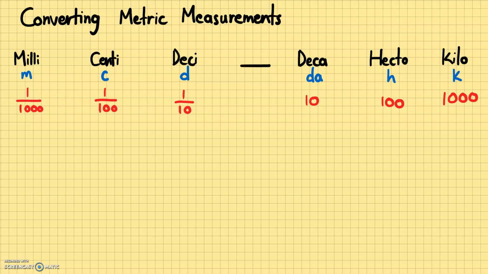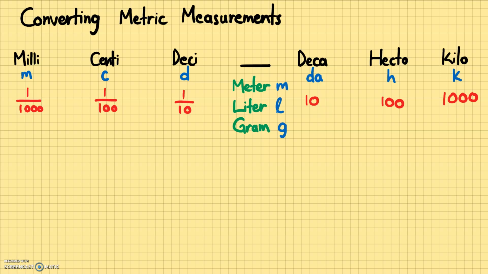And towards the middle here, we have three measurements that we use. We have meters, we have liters, and we have grams. And the abbreviation for meter is m, for liter is L, and for gram is g.